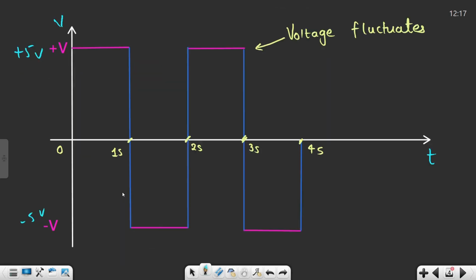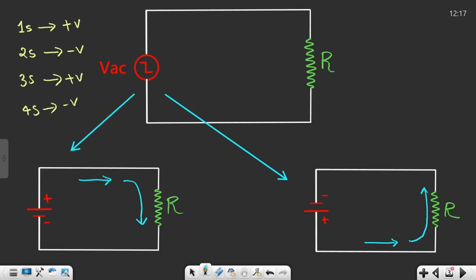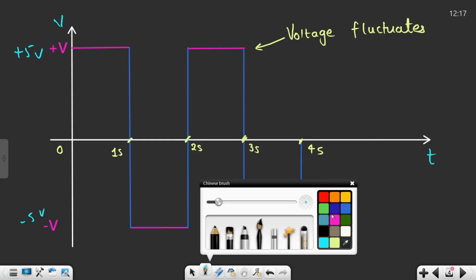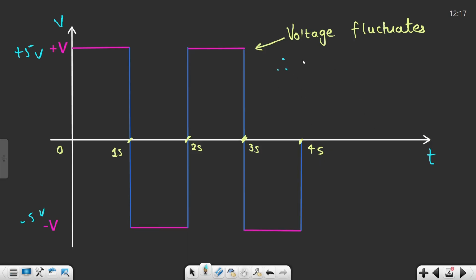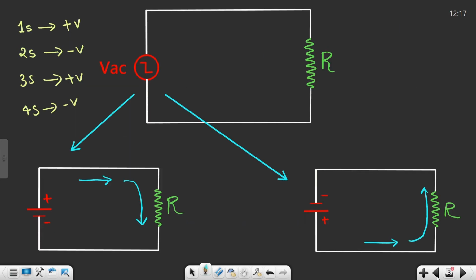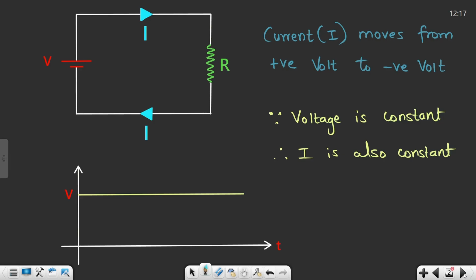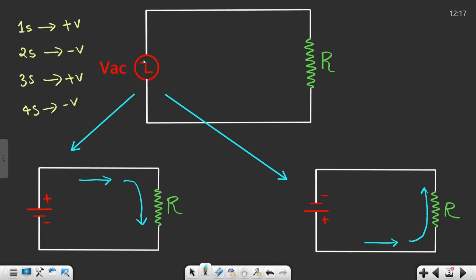So what we observed over here is, as my voltage is fluctuating, therefore the current also fluctuates. Therefore the current was also fluctuating in this case. This entire scenario is known as alternating current, or AC source. Why? Because we had applied a certain AC voltage over here. I hope you are able to understand this.